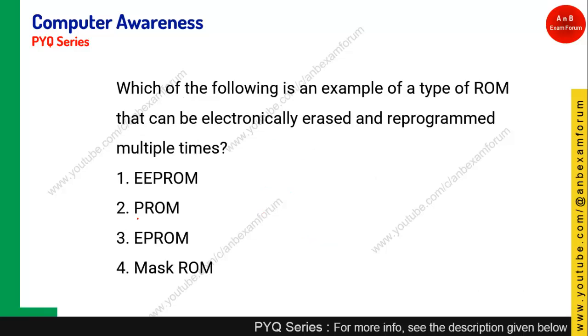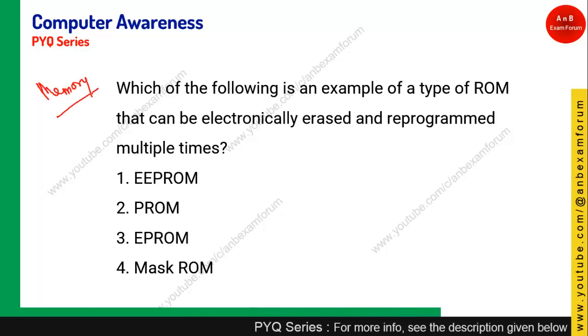Coming to the next question, it is from memory organization. The question says, which of the following is the type of ROM that can be electronically erased and reprogrammed multiple times? It is very simple, it is basically the full form. If you know it, you can easily answer this question. The answer is EEPROM, electrically erasable programmable read-only memory. So option 1, those who have given it, they are right.